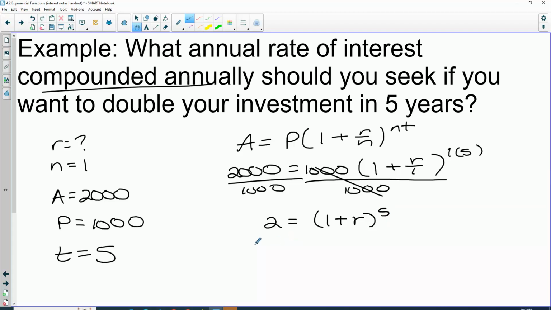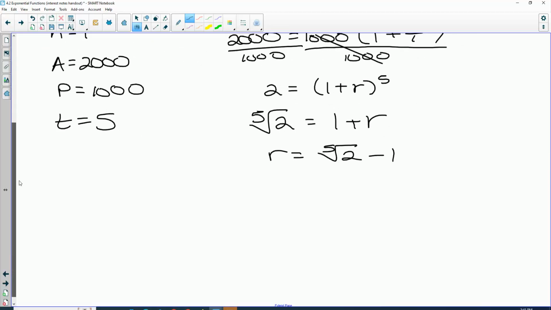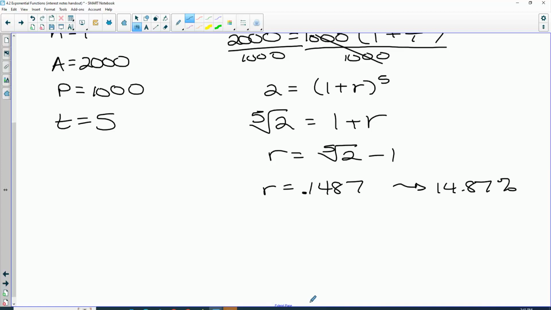How do I get rid of the fifth power? So we have the fifth root of 2 minus 1. So 14.87%.